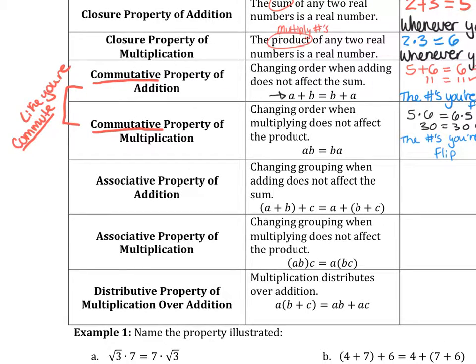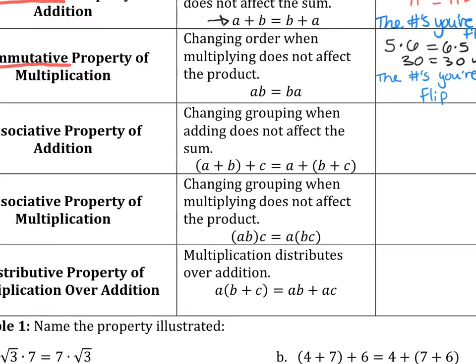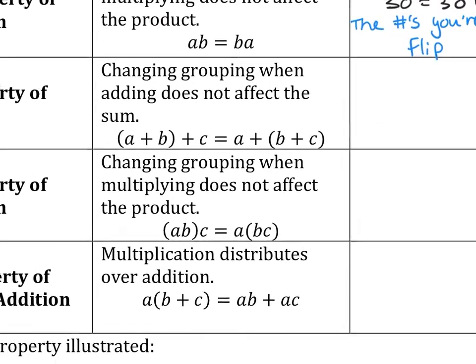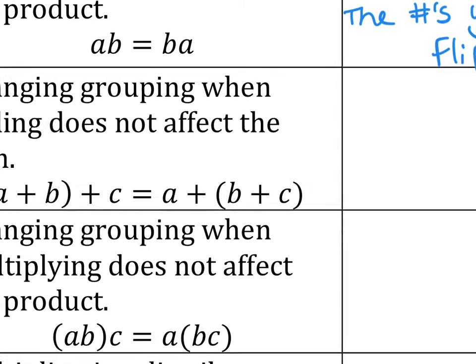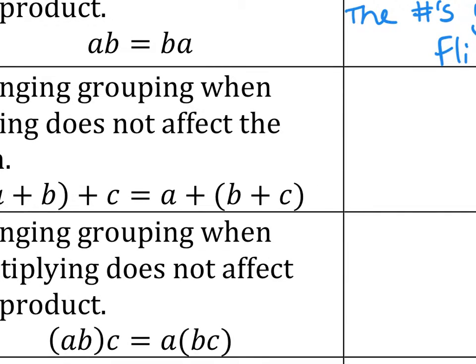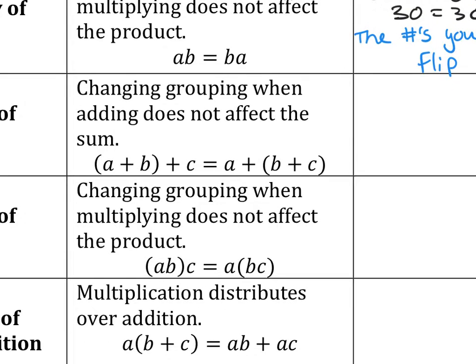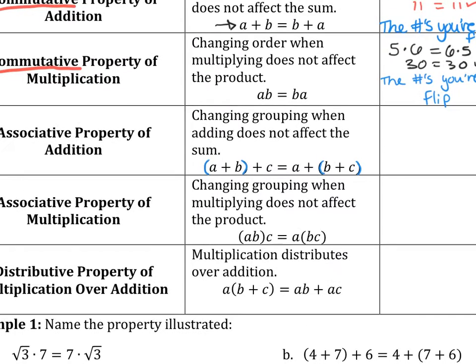Then we have the associative properties of addition and multiplication. The associative property of addition is changing the grouping when adding does not affect the sum. So with order of operations, we'd have to do what's inside the parentheses first. We'd have to add a plus b and then add c. But that would be the same as if we added b plus c first and then added a. So here the parentheses moved. They were around the a and the b, but then they moved to be around the b and the c. So grouping, or this associative property, is when the parentheses move.